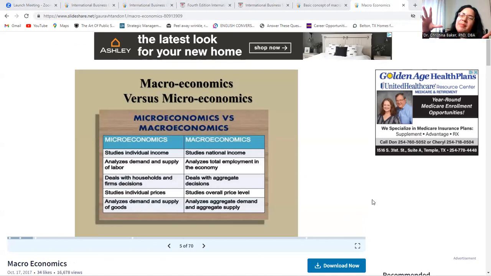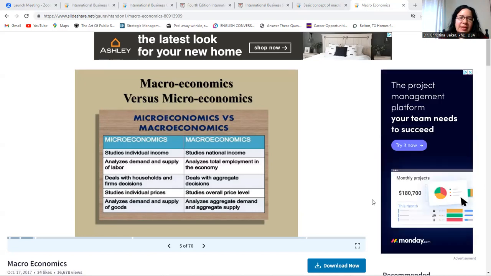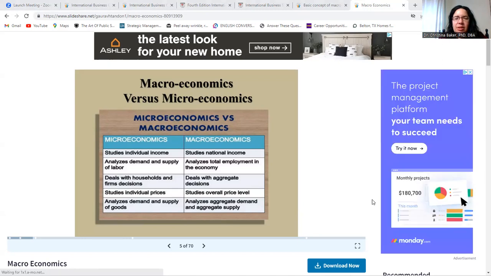Macroeconomics. Remember, macro is the big picture, and micro is the smaller picture. The micro prefix means tiny, and macro would be larger scale. So looking at the differences here, microeconomics analyzes individual income, analyzes demand and the study of labor, deals with households and firm decisions, studies individual prices, and analyzes demand and supply of goods. Macroeconomics studies national income, analyzes total employment of the economy, deals with aggregate decisions, studies the overall price level, and analyzes aggregate demand and aggregate supply.